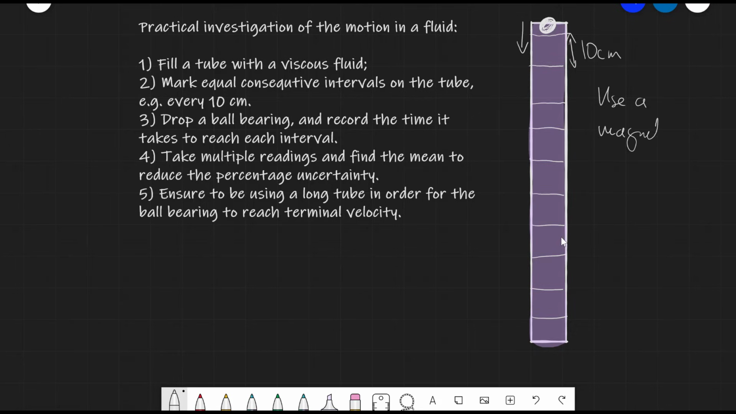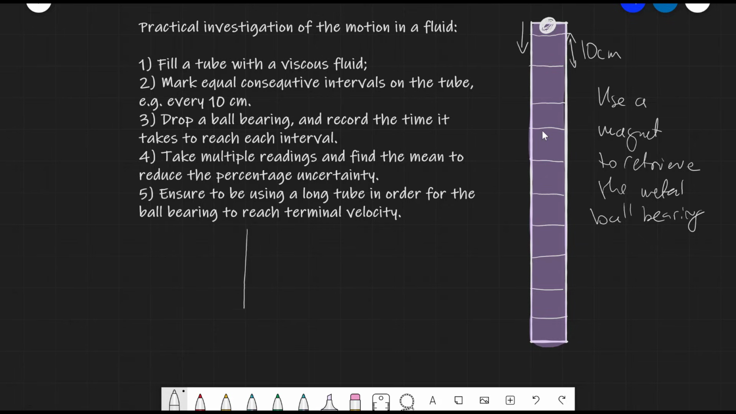So we can use a magnet to retrieve the metal ball bearing, like so. And we're also going to be ensuring to be using a long tube in order for the ball bearing to actually be able to reach terminal velocity. By probably the middle of the tube, we'll realize that the time it takes for the ball bearing to pass through each interval will be very, very similar, and the ball bearing would have reached terminal velocity.